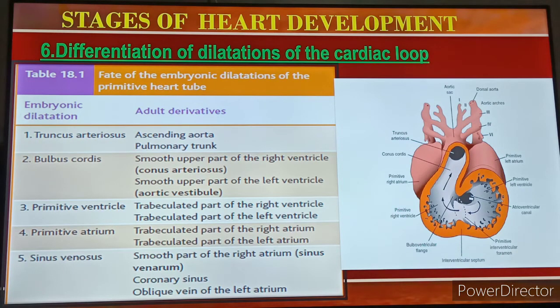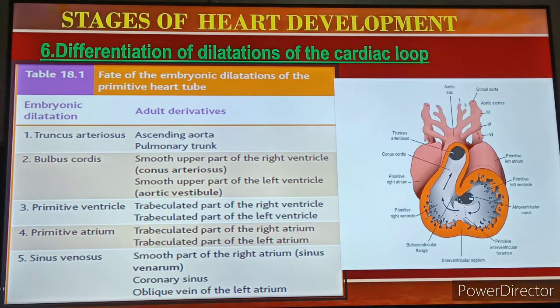Now, we have the smooth part and the trabeculated part of the ventricles. The smooth parts of the ventricles, whether right or left, are coming from the bulbus cordis. Now, some writers call it the ventricle proper. It's actually the trabeculated part of the heart, and it is coming from the primitive ventricle. The two structures, the bulbus cordis and the primitive ventricles, are the ones that grow rapidly, and they are the ones that influence the looping of the heart.